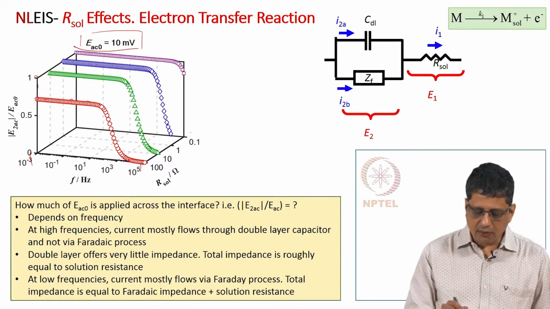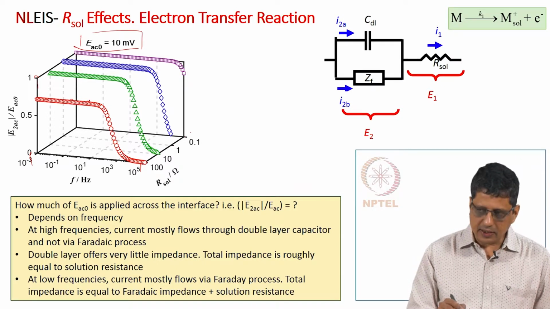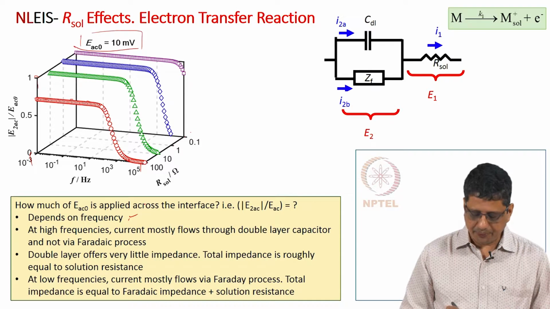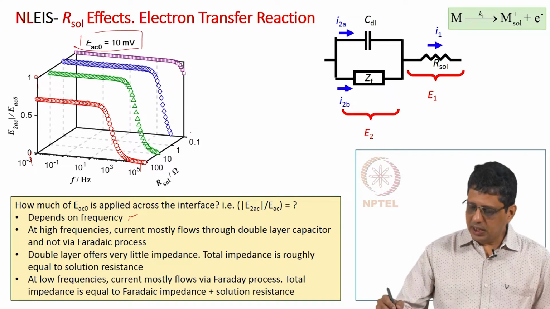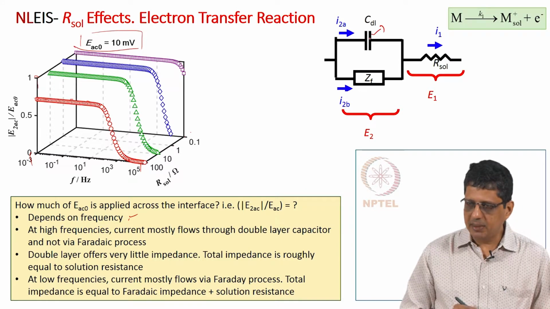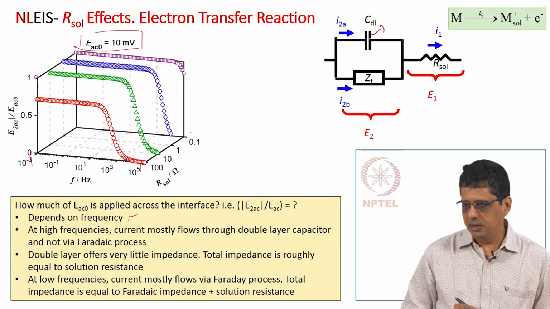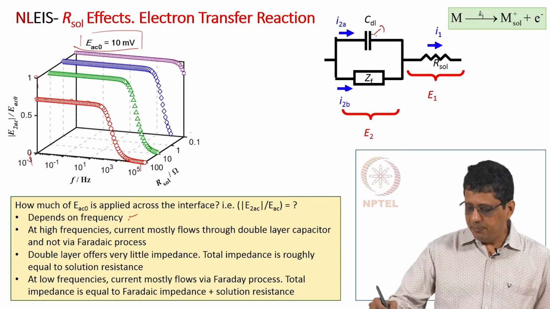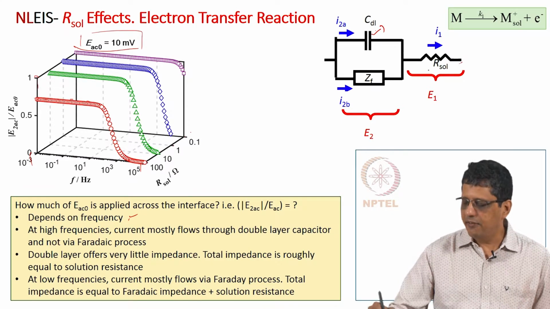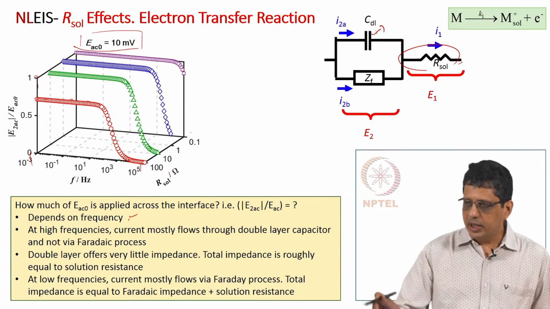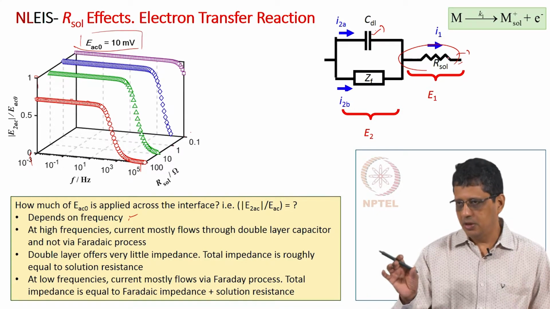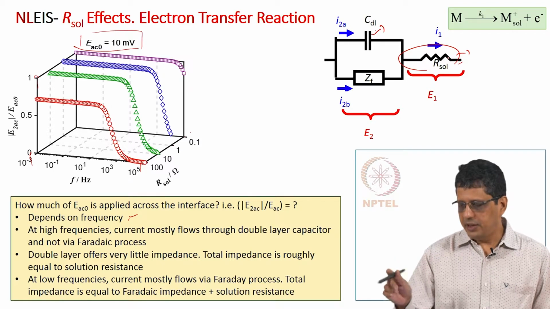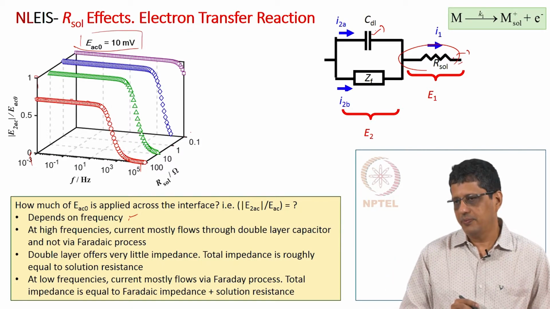So, what fraction of it occurs across the interface, that depends on the frequency. At high frequencies, what happens is this: pretty much all the current goes through the double layer capacitance because it offers negligible impedance. When this impedance is negligible and this is anyway a finite number, you can say total impedance is more or less solution resistance. That means, more or less all the applied potential will fall across the solution resistance.